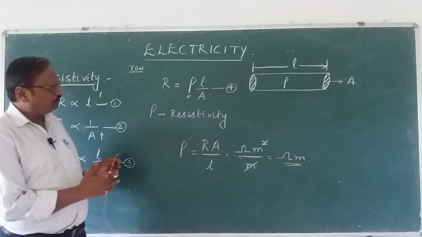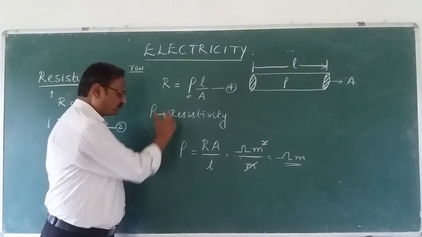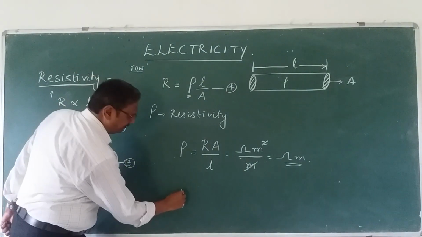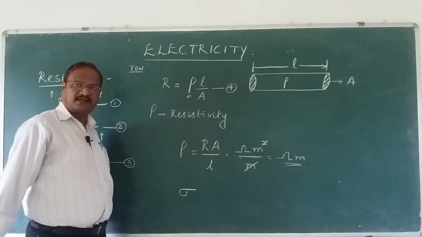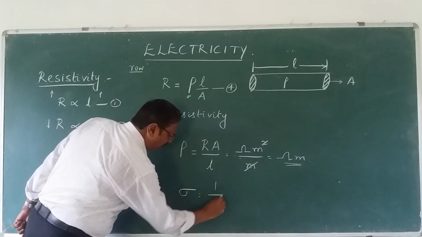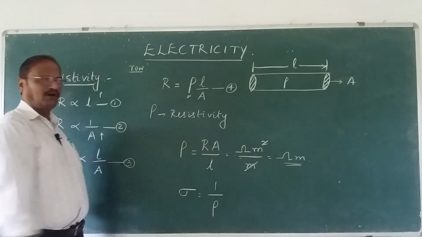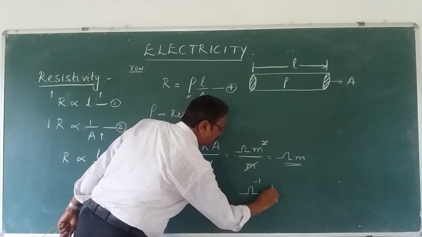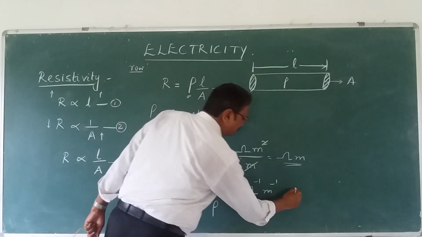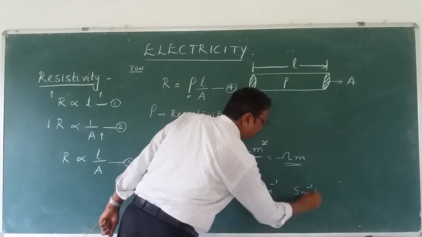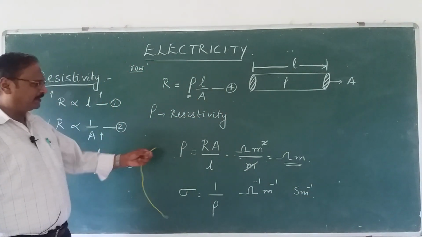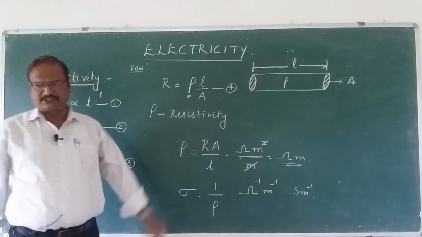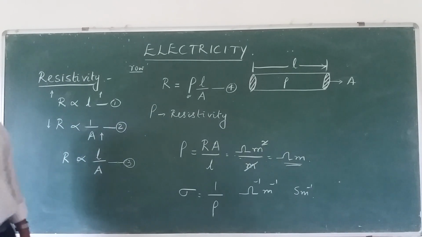Now, we are very clear about this factor about resistivity. The opposite of resistivity is conductivity. Conductivity is given as sigma. Sigma is equal to 1 upon rho. It is reciprocal of resistivity. Here, it is inverse of ohm and inverse of meter, or sometimes it is also written as Siemens per meter. We have learned all these concepts about resistivity, which is a continuation of the last video.